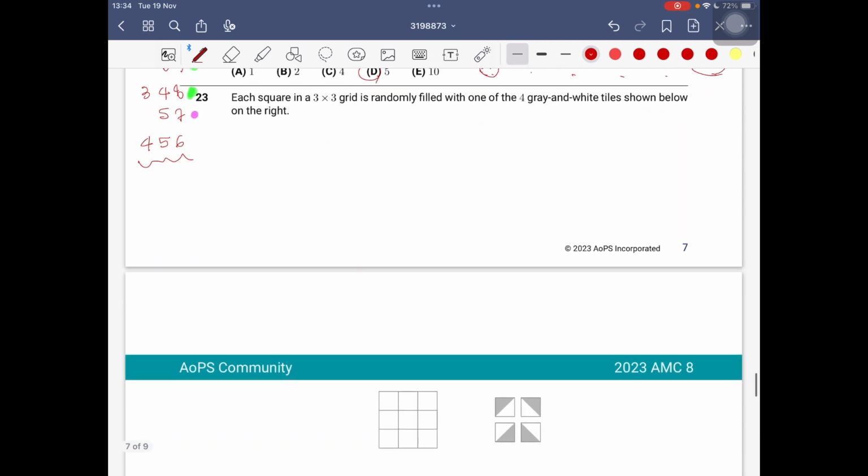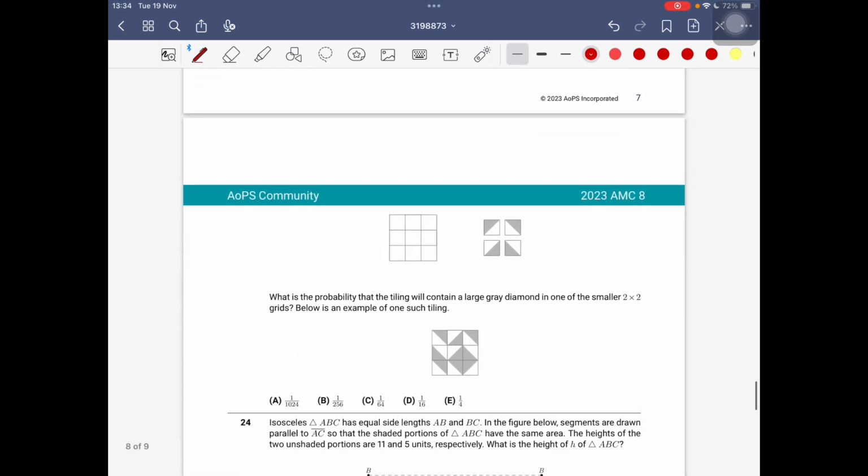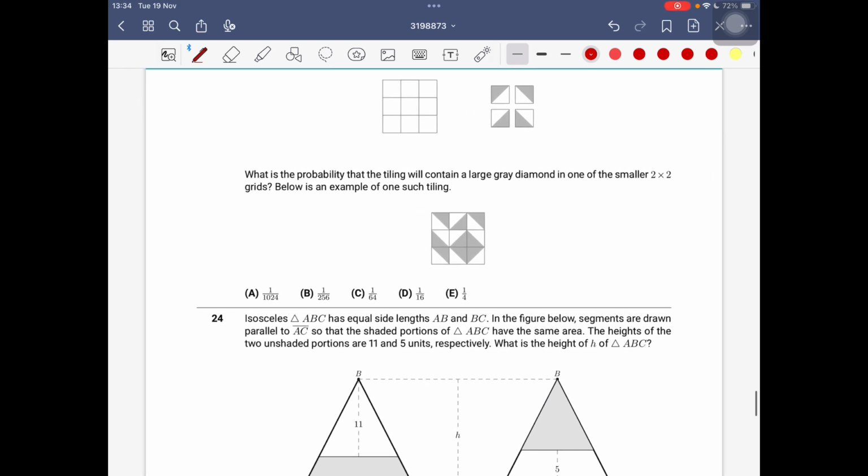Number 23. Each square in a 3 by 3 grid is randomly filled with a gray or white tile. What is the probability that the tiling will contain a large gray diamond in one of the smaller 2 by 2 grids? Okay. So for example, it can be here. Then the shape of these 4 is fixed, but here, here, here, here, here can be any of the tiles. So 4, 4, 4, 4, 4. So 4 to the power of 5.